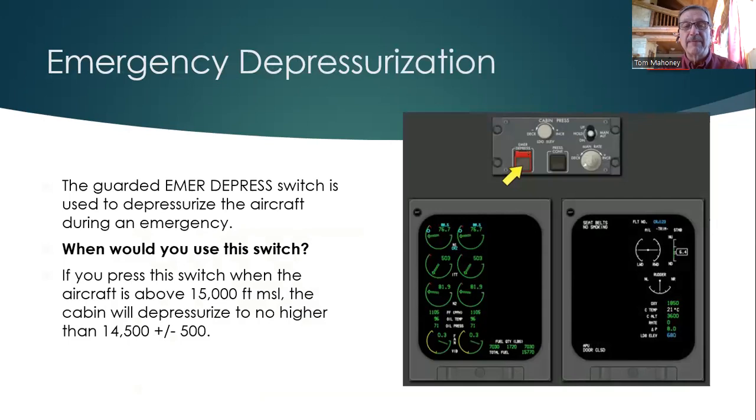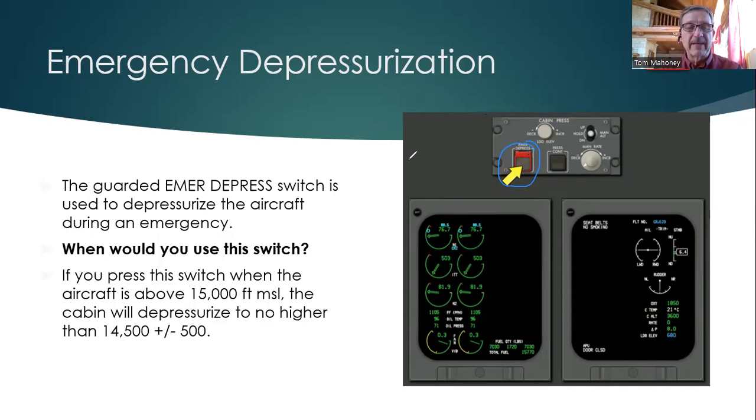Now we have emergency depressurization. It is a guarded switch on the cabin pressure controller. That guarded switch is right here. If you flip that guard up, you could push that switch. Now what that's going to do is it's going to dump pressure out of a pressurized aircraft.